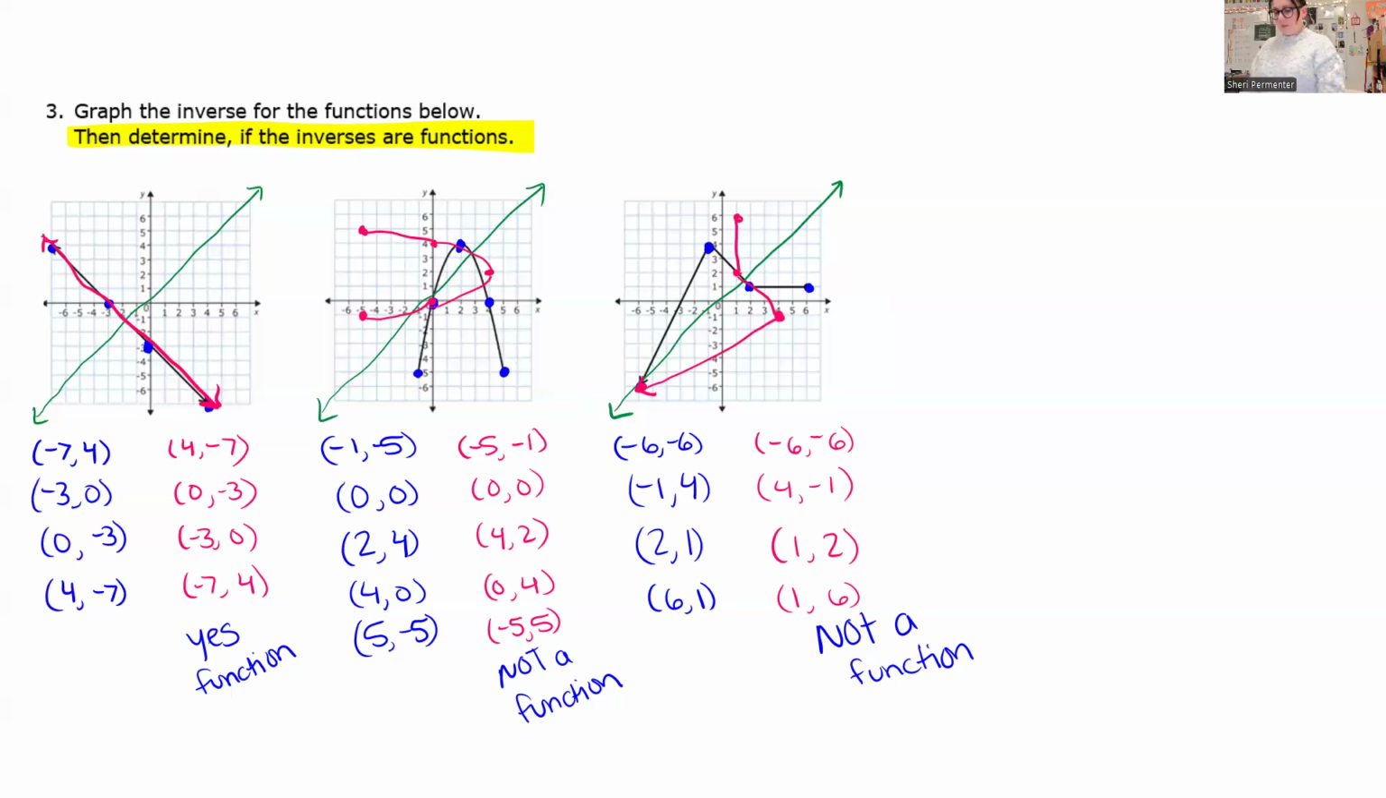Okay. So that's the front part. Don't forget on questions 3 through 8, you have to identify, is the inverse a function? And remember that it pretty much is. You can have a U, you can have a V, you can have a diagonal line, but when you start having anything that's like a C, it doesn't work. Anything that overlaps doesn't work.